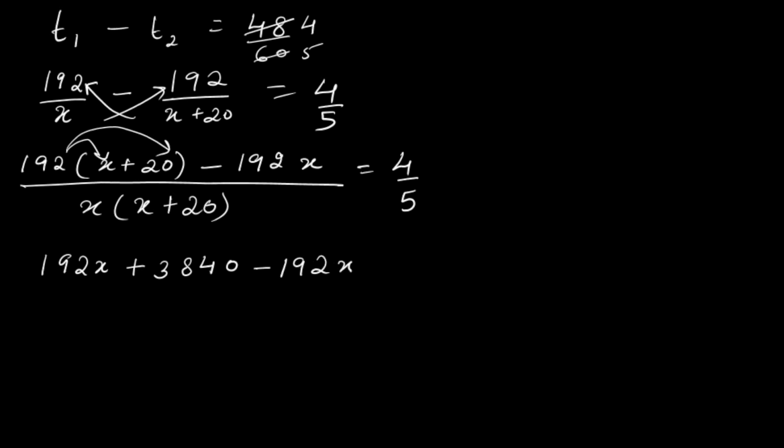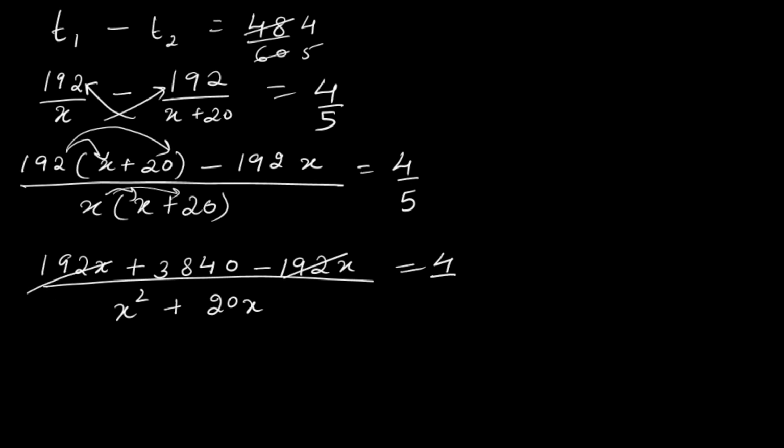So minus 192x. And in the denominator we can multiply x with x and x with 20. So x with x is x square plus 20 into x is 20x. Now the 192x plus and minus will get cancelled. So what we are left with is 3840 by x square plus 20x, equal to 4 by 5.